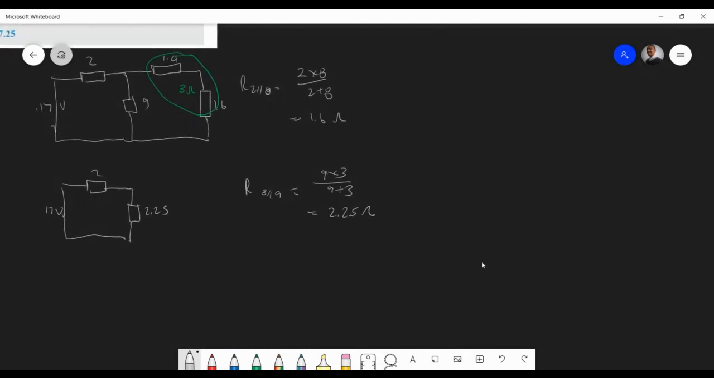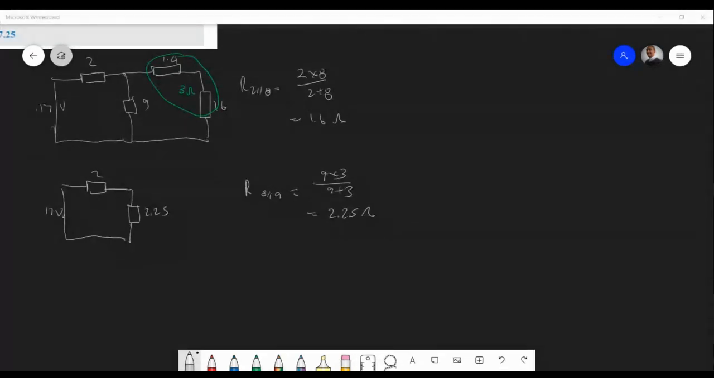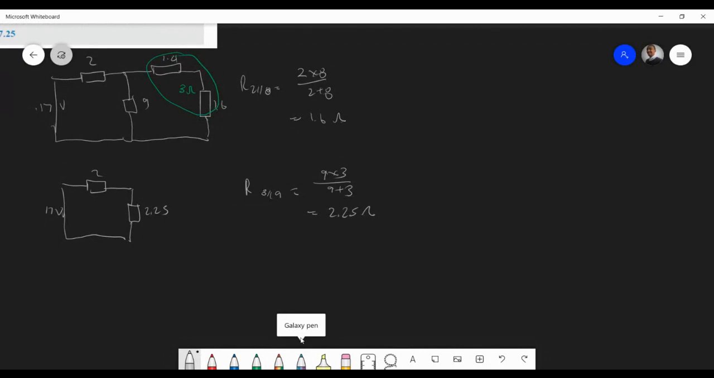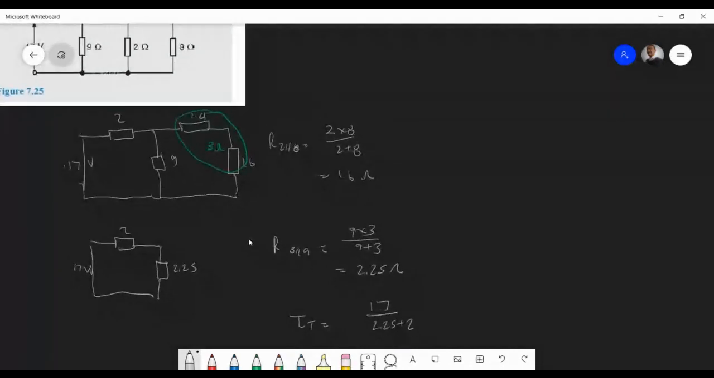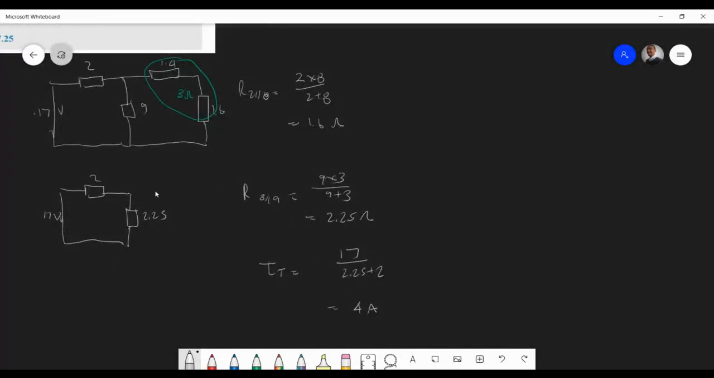Okay. So the next step what we can do, oh, there we go. So response, find total current. Yes, we can do that. That's correct. This is one way, of course, of doing this. This would be 17 divided by 2.25 plus 2. Of course, it's a simple series circuit, and our current should be 4 amps. I think you guys should agree with me. Now, what we can do now is that we have a total current of 4 amps going through the 2.25 resistor, right?